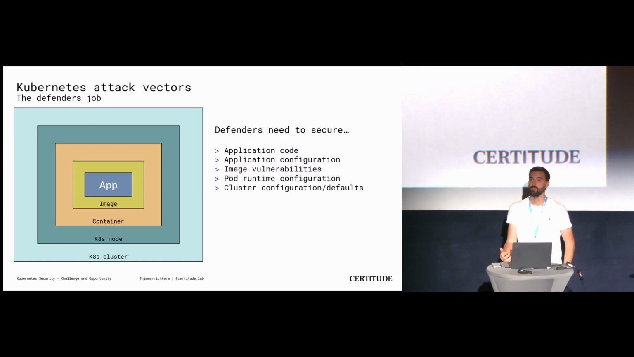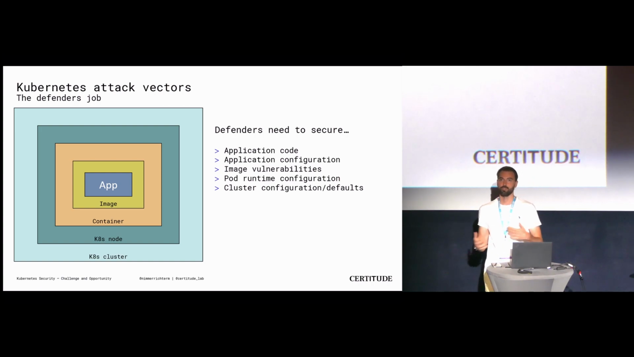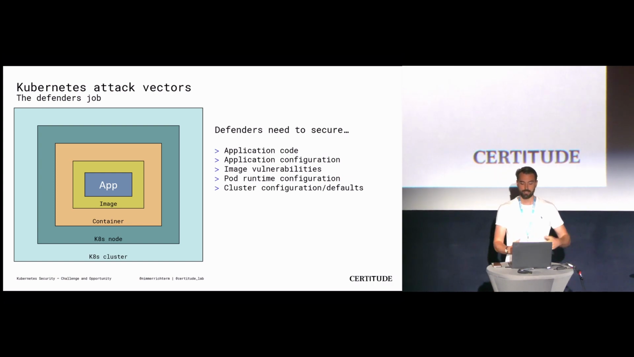Cluster configuration: not all Kubernetes defaults are secure. For example, seccomp profiles are not enabled by default, so these are some things that we have to take care of, to enable these defaults to achieve a higher level of security. We need to keep our cluster software up to date. This is also more difficult than it sounds, because there are many components.